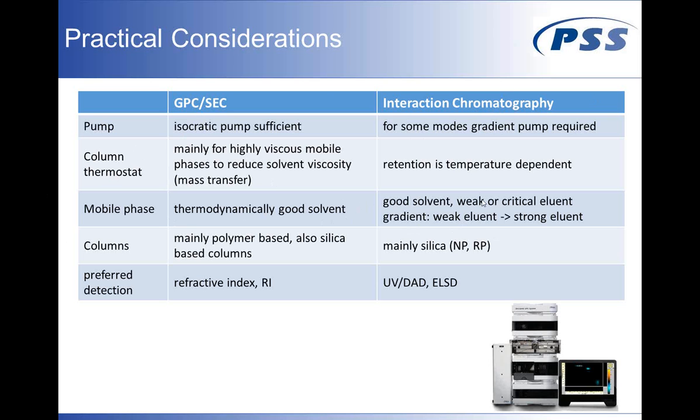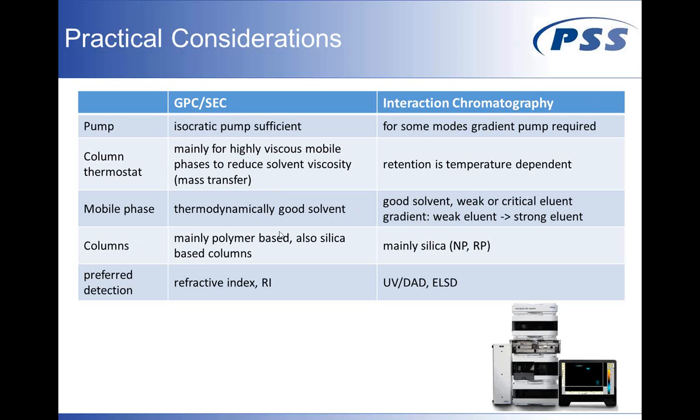So for a gradient, you need at the beginning a weak eluent, meaning a solvent which allows your polymer to become adsorbed to the stationary phase. And then you add another solvent to your mobile phase, which is capable of reducing the adsorption strength of the polymer. So you need actually two good solvents, one weak one and a strong one. In critical chromatography, you also have mostly a solvent mixture, but it should also be a good solvent for your polymer.